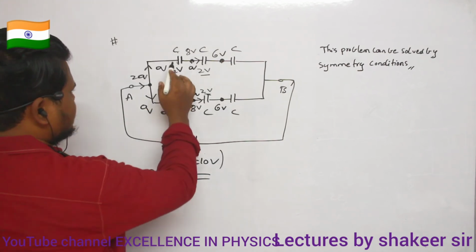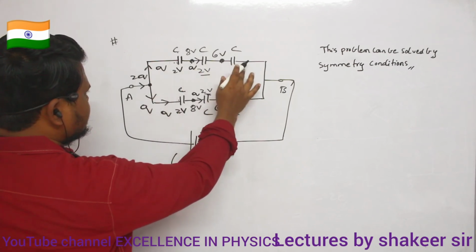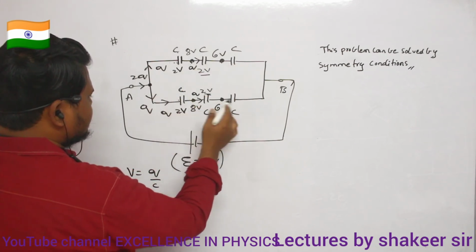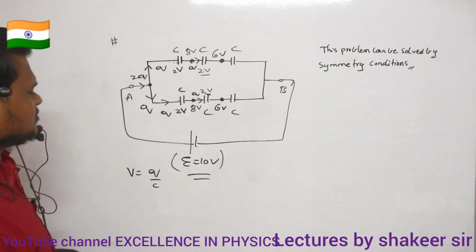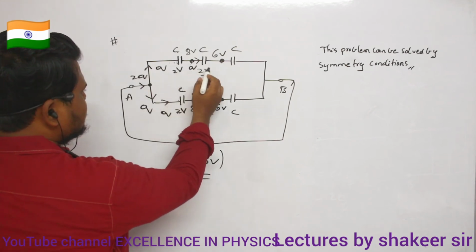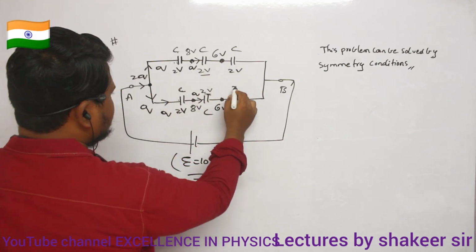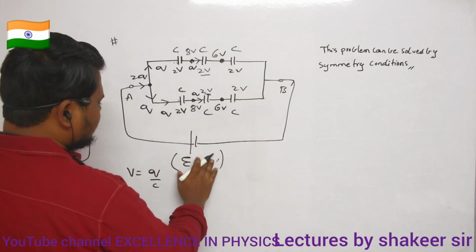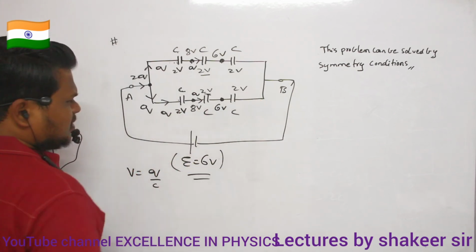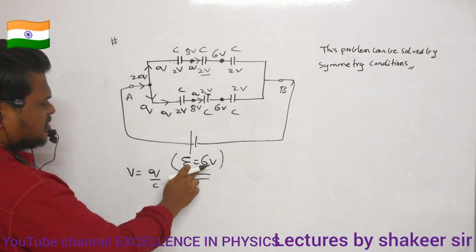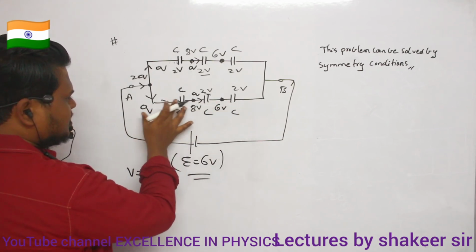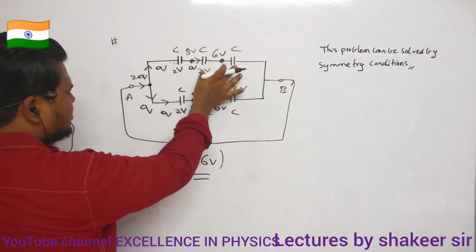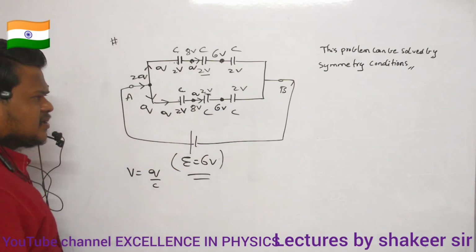Now very easily I can say this is C and this is C, they are in series connection. This is C and this is C, they are connected in parallel connection. So this is 2 volts, this is 2 volts, then this also will be 2 volts only, this also will be 2 volts only. So the total EMF of the battery will become 6 volts, because this branch is also taking 6 volts, and this branch is also taking 6 volts.